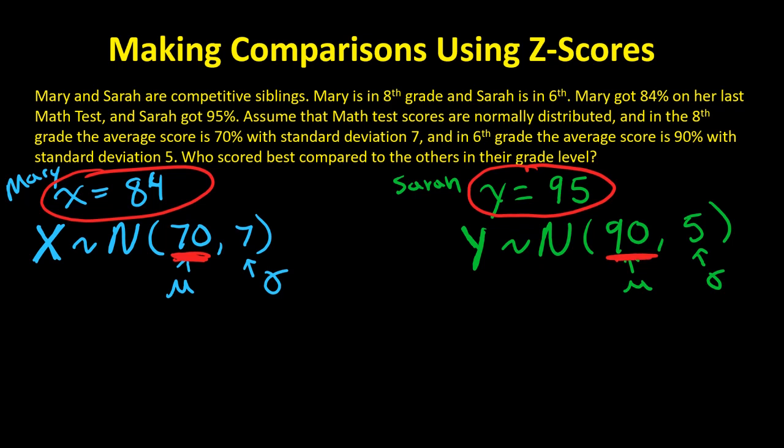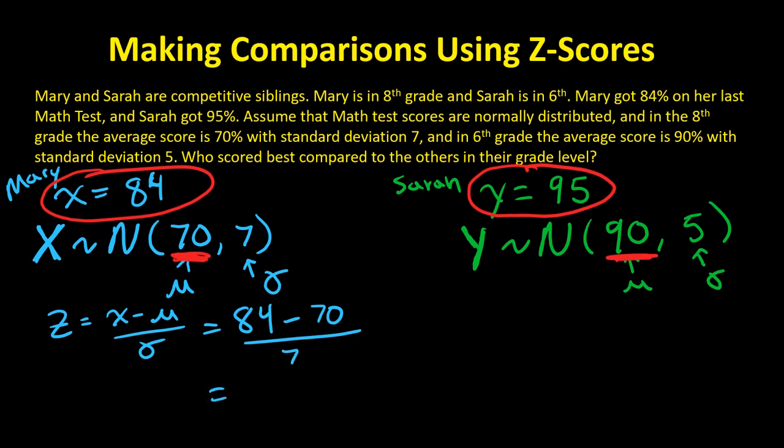A more fair way to do this comparison between Mary and Sarah would be to first calculate their z-scores. Let's calculate how they did compared to others in their grade level. So starting with Mary, z is x minus mu divided by sigma. X here is Mary's score of 84. Mu is 70, the average score. Sigma, our standard deviation, is 7. 84 minus 70 is 14, divided by 7, which is 2.